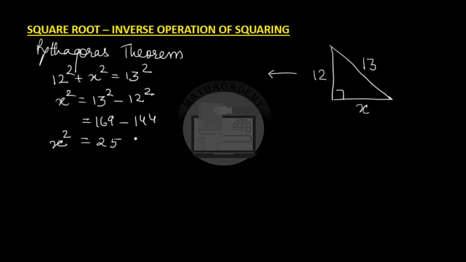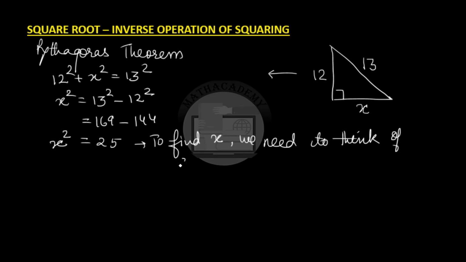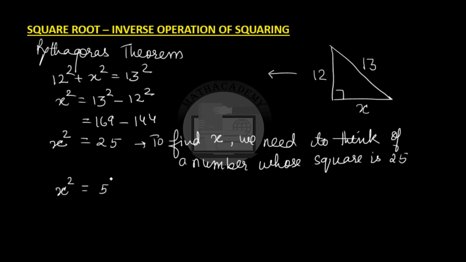To find out x, we need to think of a number whose square is 25. So we know that 25 is a square of 5. So I write x square as 5 square and then I say that x is 5. Correct? Let us see one more example.